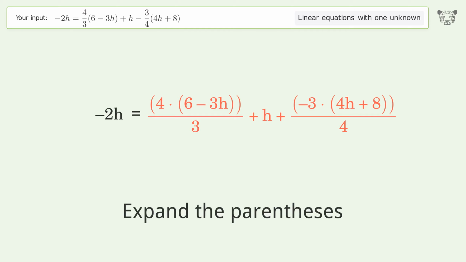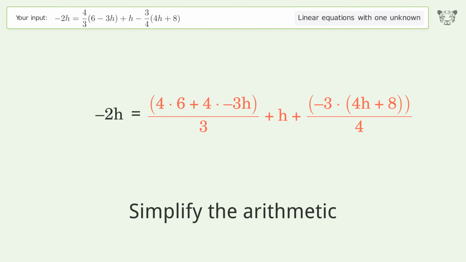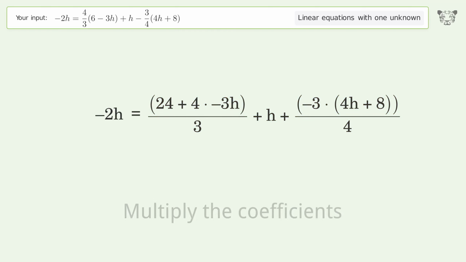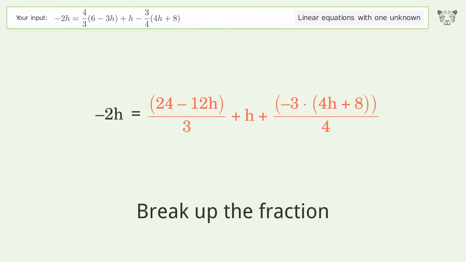Expand the parentheses. Simplify the arithmetic. Multiply the coefficients. Break up the fraction.